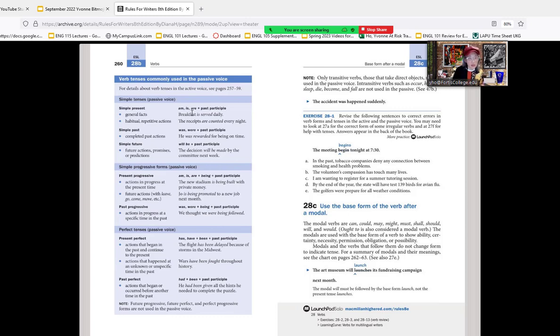Present perfect in passive voice. The flight has been delayed because of the storms in the Midwest. Wars have been fought throughout history. Past perfect passive voice. He had been given all the hints he needed to complete the puzzle. Future progressive, future perfect, and perfect progressive forms are not used in the passive voice. And I believe that's it until I hit modals.